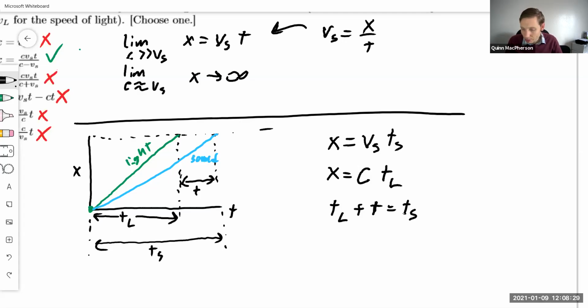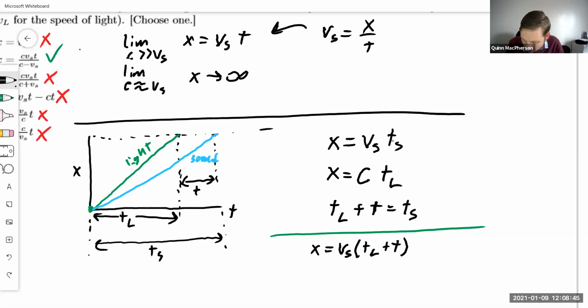So what I'm going to do is plug this ts in up there, and write this down here again. So new equation, after I plug in, I get x is equal to vs, and then ts is tl plus t. And the second equation is just the same, x equals ctl. So I have now eliminated ts, and now I'm down to two equations and two unknowns, which I'm still doing good. I just got to eliminate one more unknown.